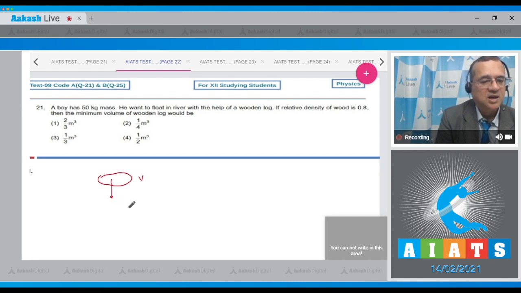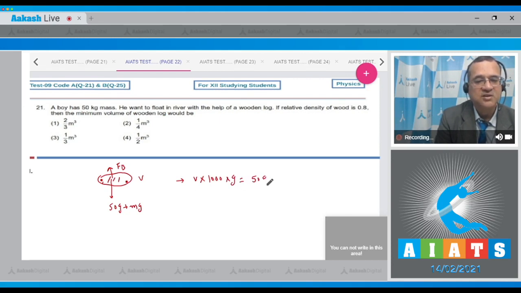Then one will be the 50 kg man and second would be this log's weight, and that would be equal to the buoyant force, just to balance, and the volume is fully submerged. So in this case, the buoyant force is equal to the volume of the block, let's say V, into density of the water, which is 1000, into g, and that is balanced by the weight, which is equal to 50g.